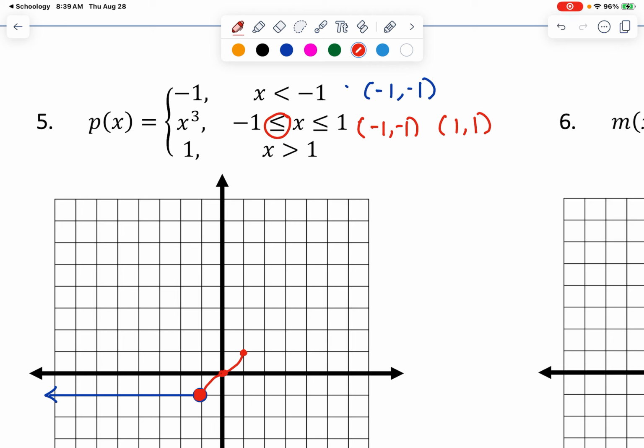All right, and then lastly, I have another horizontal line, y equals 1 or p of x equals 1. It starts at the x value of 1 and gives me an output always of 1, and that's an open point, but if you look, it's already closed. So I'm going to keep it closed and continue off of that, and that's what it looks like.